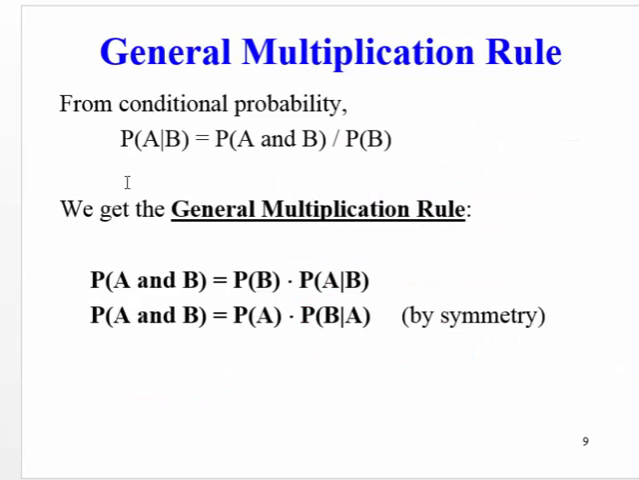Okay. So we can take our conditional probability and multiply both sides by the probability of B to get what the probability of A and B is. So basically we multiply both sides by this, which brings this up here. And so the probability of A and B is equal to the probability of B times the probability of A given B. And by symmetry, we could easily interchange A and B. So the probability of A and B is equal to the probability of A times the probability of B given A. That's the general multiplication rule.